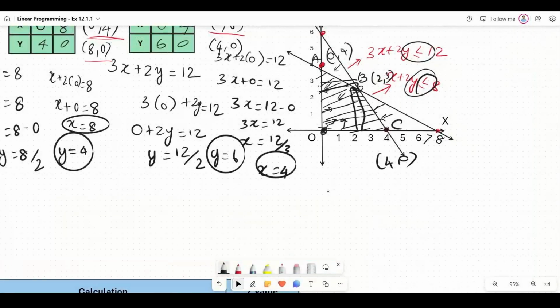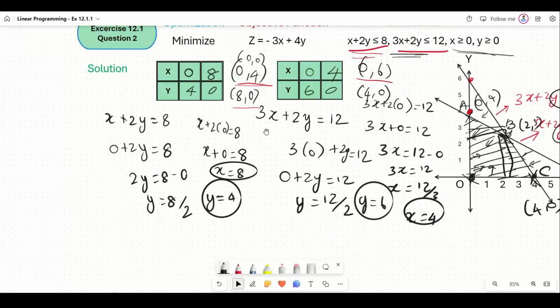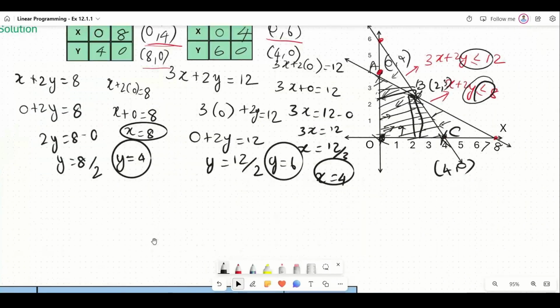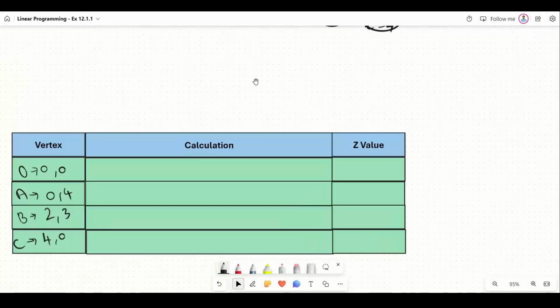This one is O, this one is A, this one is B, and this one is C. Now we have to apply these corner points in the objective function that you got. Whenever you are doing the calculation, ensure you are not missing the minus there. In this formula we have got a minus value, so it is very, very crucial. We need to be extra careful when dealing with this problem. Right? Let's try this.